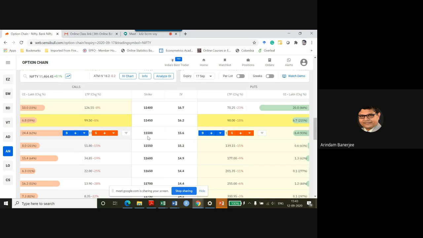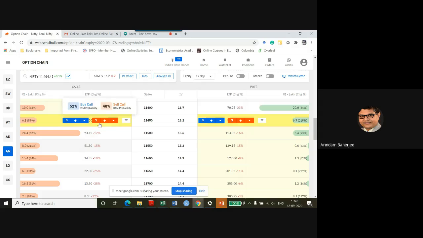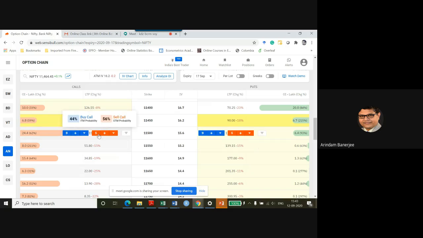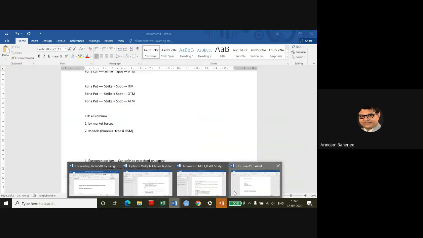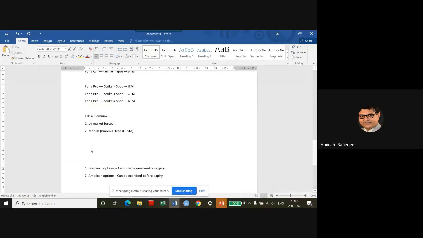Now this premium which I am getting from this column, this price is being arrived at by the interaction of the buyer and seller. It is the demand and supply. Now, this premium has two components. The premium is equal to intrinsic value plus time value.